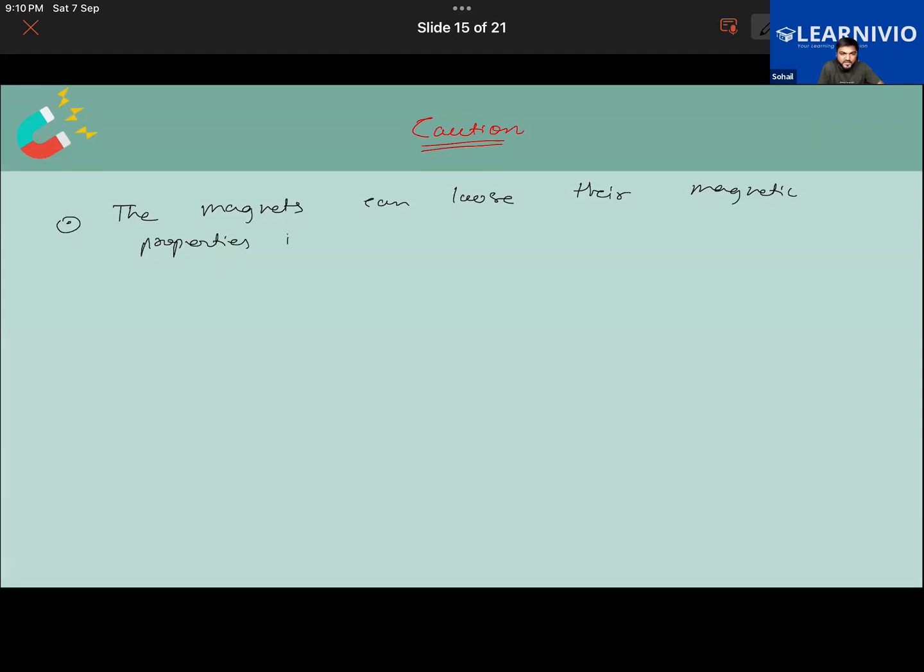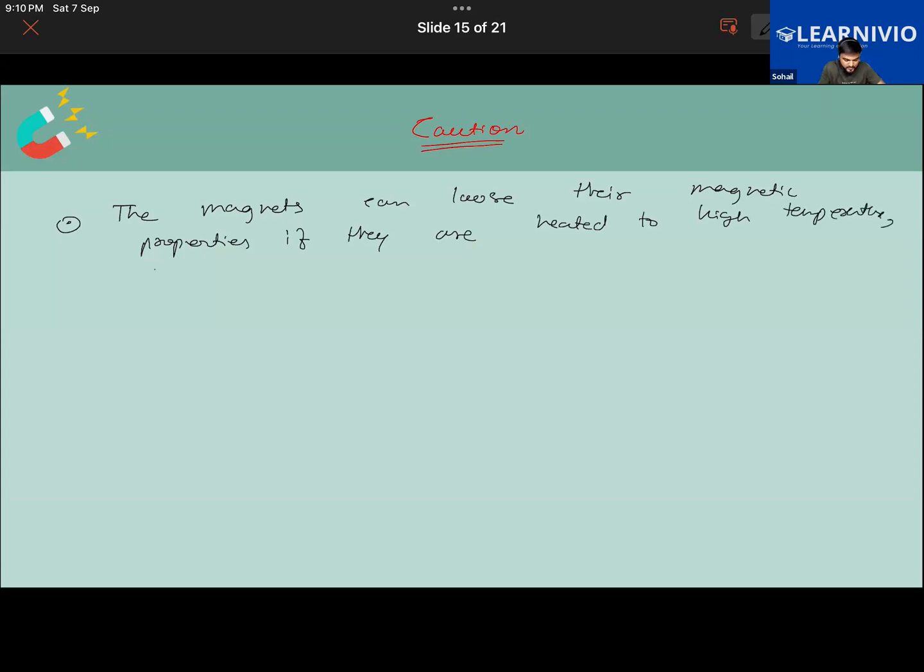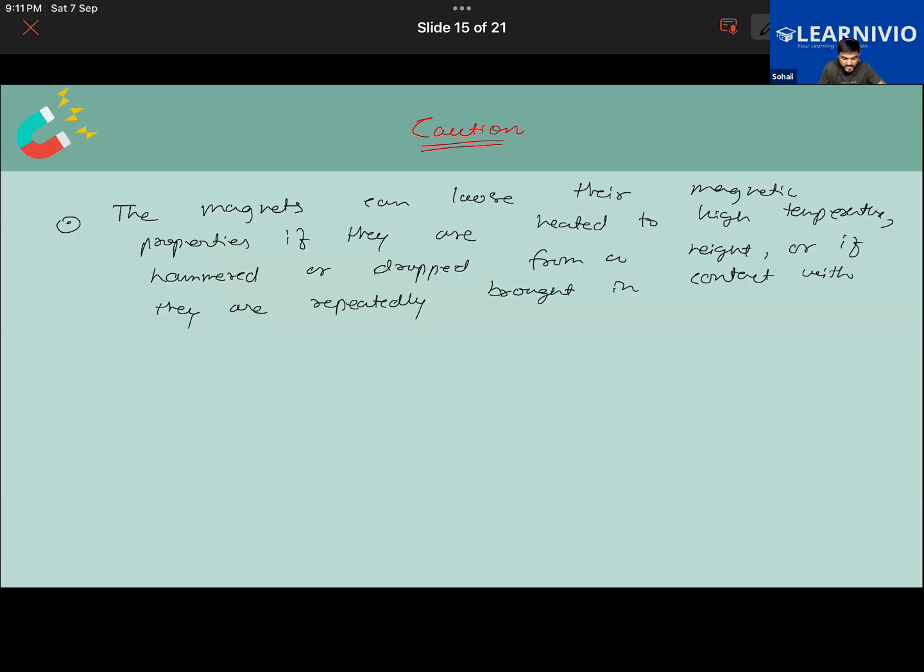So magnets can lose their magnetic properties if they are heated to high temperature, hammered with a hammer if you hammer it continuously, or dropped from a height, or if they are repeatedly brought in contact with the like poles of other magnets.